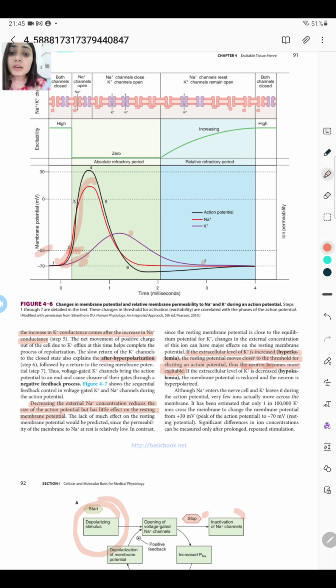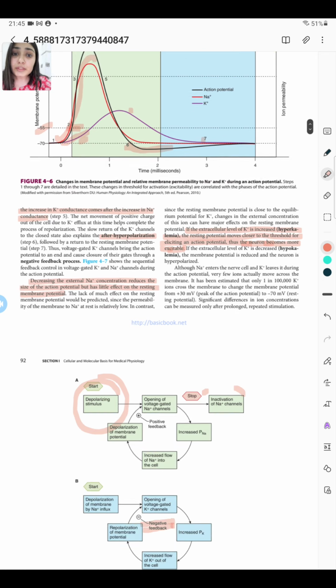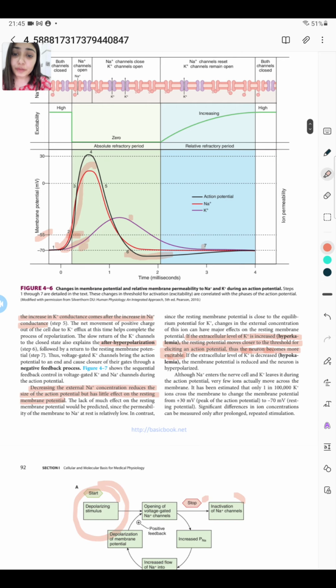We have seen that the conductance of the potassium channel is very prolonged. So there is a state of hyperpolarization that is also noted. The cause of hyperpolarization is this very property of potassium channels, that is, they stay open for a longer or prolonged duration. Okay, so that's about the generation of an action potential.